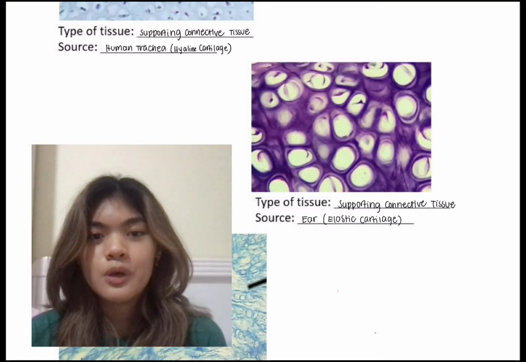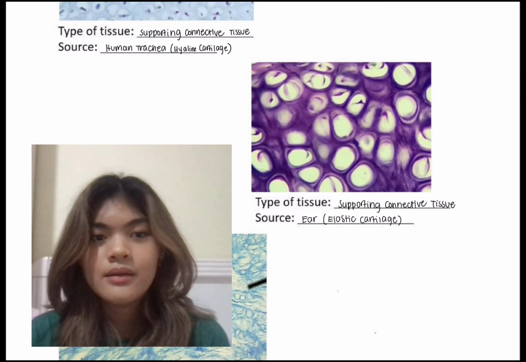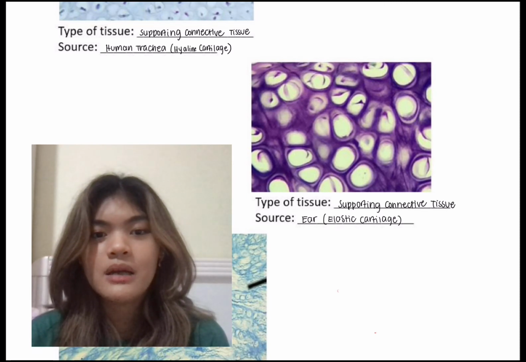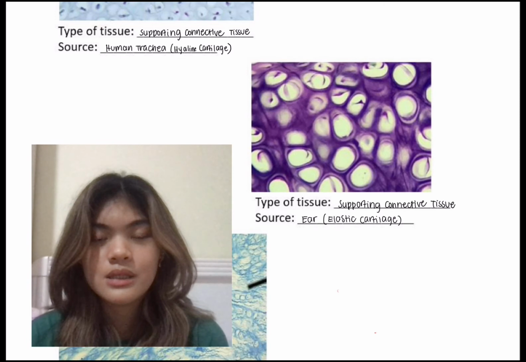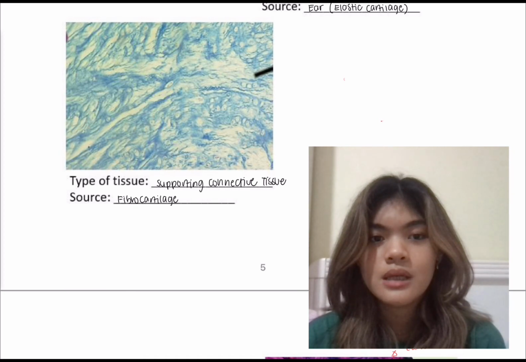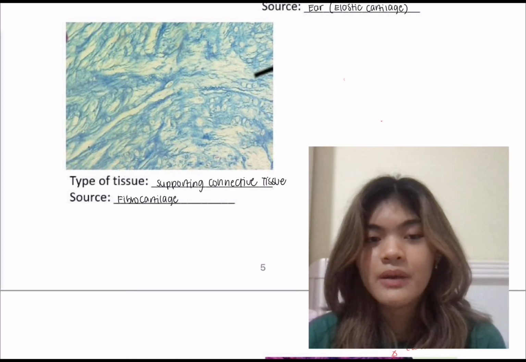Then we have the supporting connective tissue found in the elastic cartilage of the ear. This is the most flexible cartilage out of the three, and as we can see, the elastic cartilage is more compact compared to the hyaline cartilage. The last type of supporting connective tissue is found in the fibrocartilage. They contain many collagen fibers.